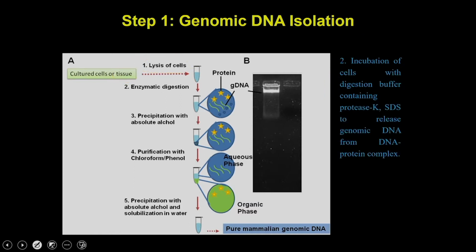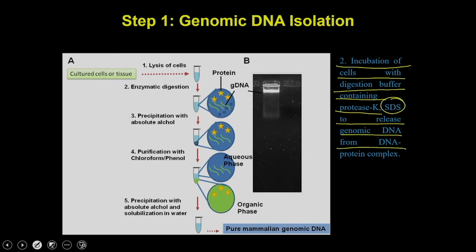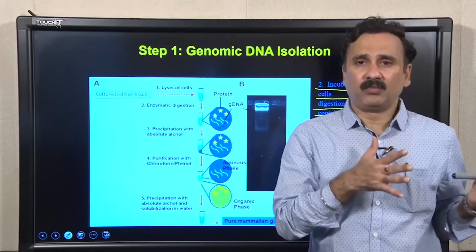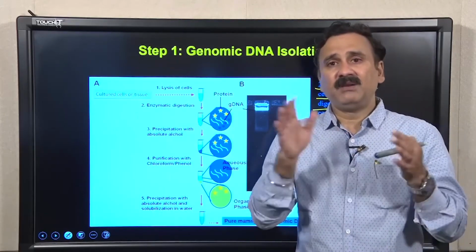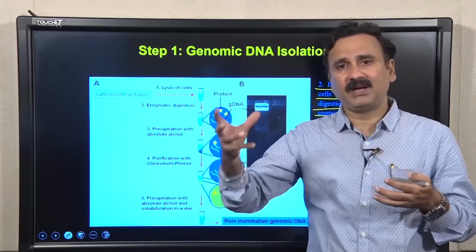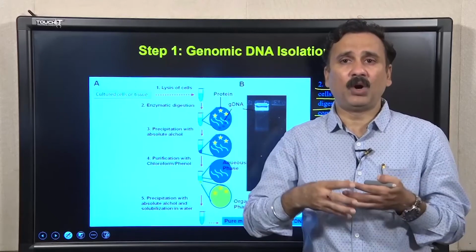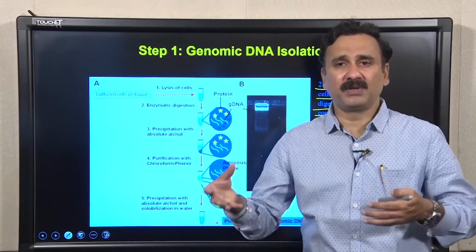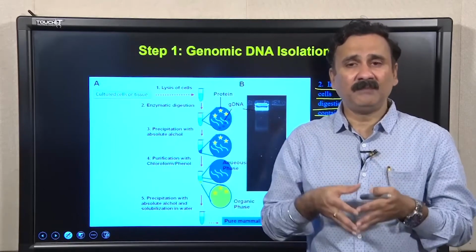Then in step 2, you are going to incubate the cells with a digestion buffer. The digestion buffer normally contains proteinase K and SDS to release the genomic DNA from the DNA-protein complex. If you remember, the genomic DNA, and we are mostly talking about genomic DNA from the eukaryotic cell, is always packed with the help of different types of histone proteins. The DNA is packed in the form of nucleosomes and all the higher organizations, and ultimately it forms the chromosomes, and all these chromosomes are present within the nucleus.